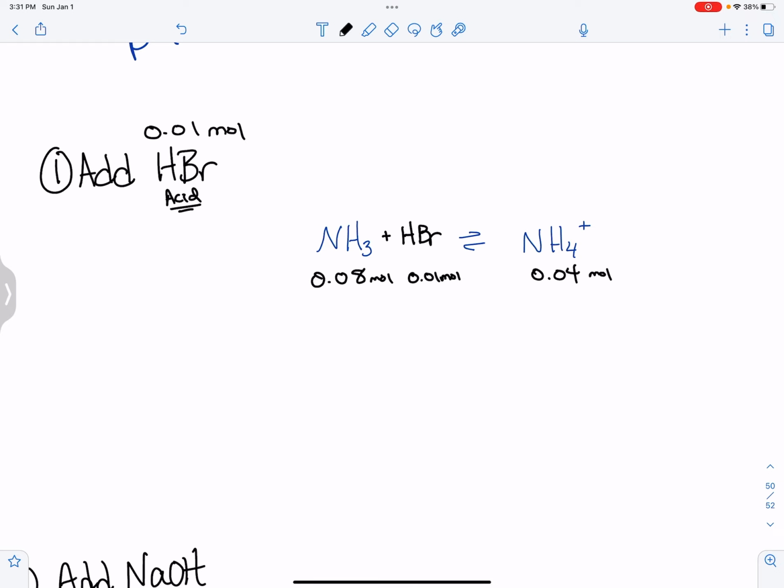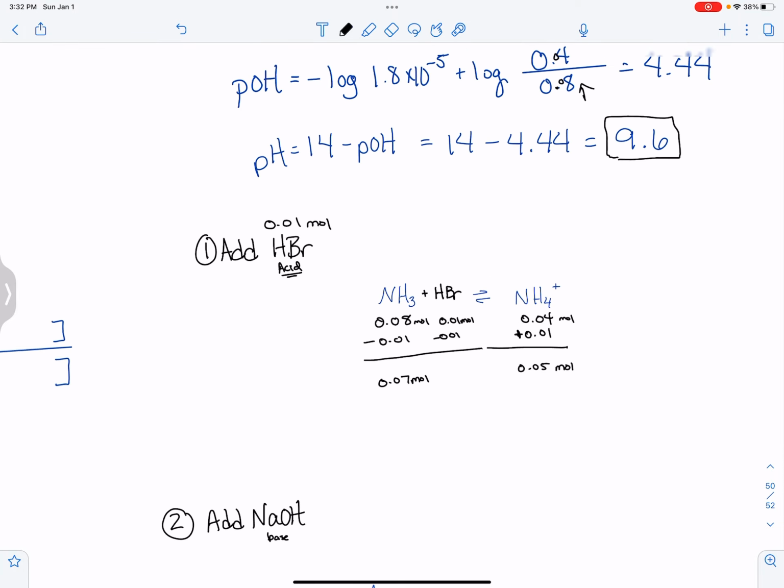So I look at all those numbers. The smallest number is that 0.01, 0.01 minus 0.01. And then this is making this one. So what I have is 0.07 moles, and I have 0.05 moles. That's what I got. So now my buffer changes.